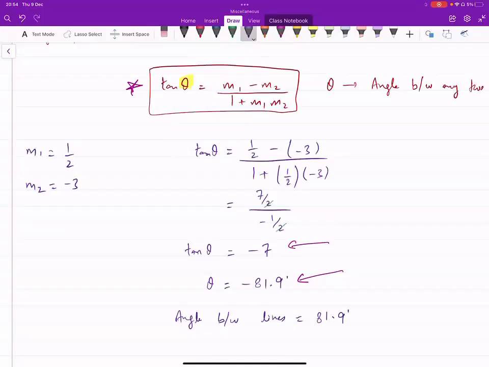So these are all the concepts that you need to know for P1 coordinate geometry. We will cover the equation of a circle in another video.